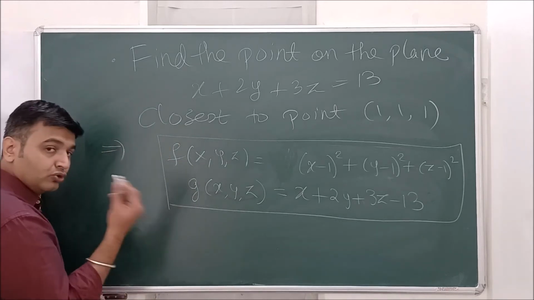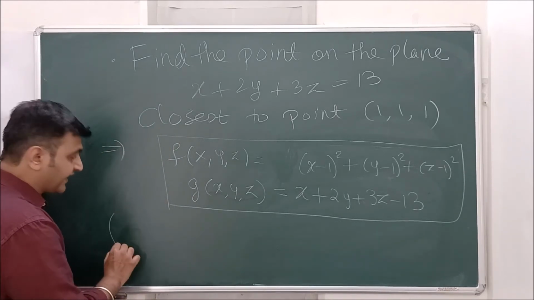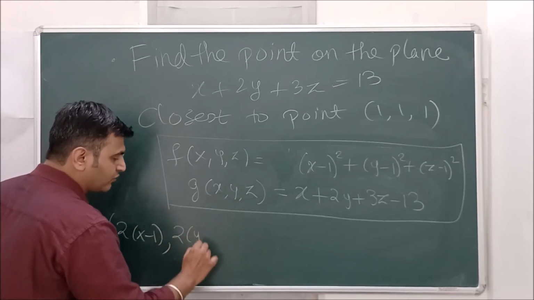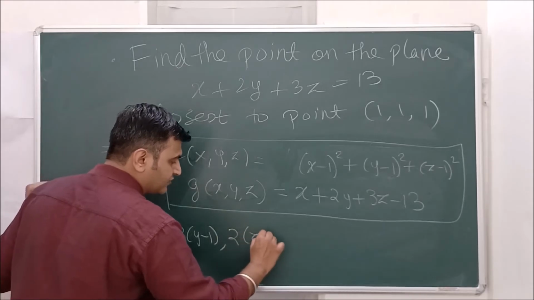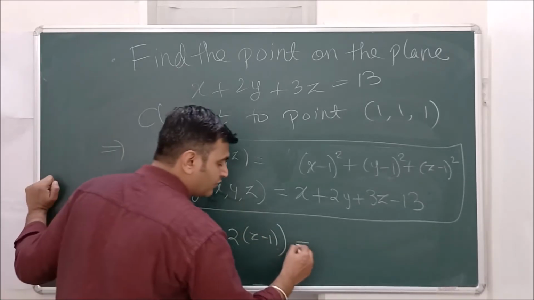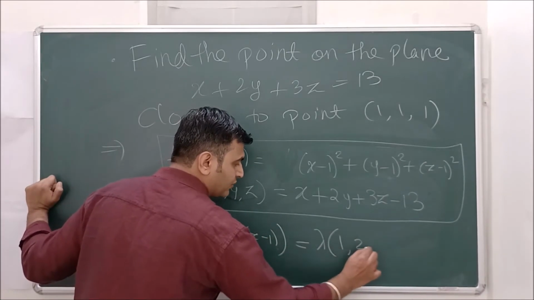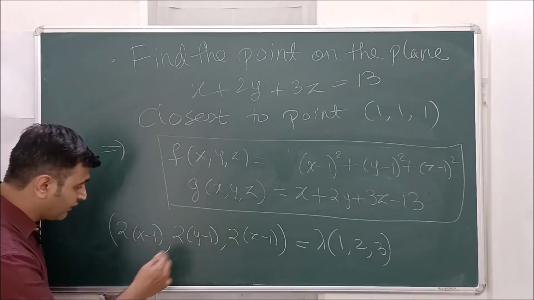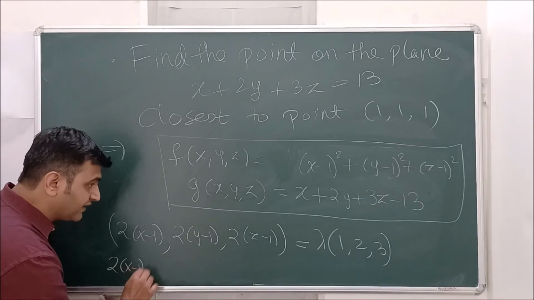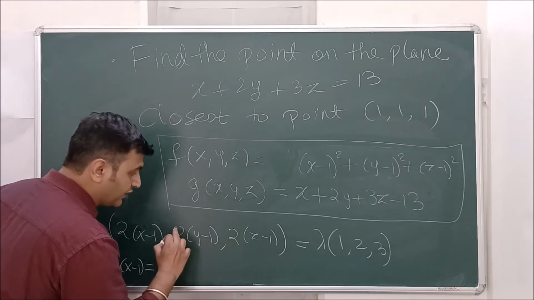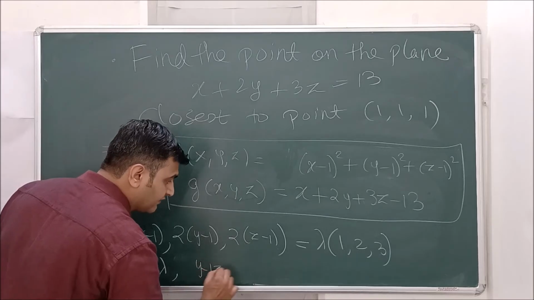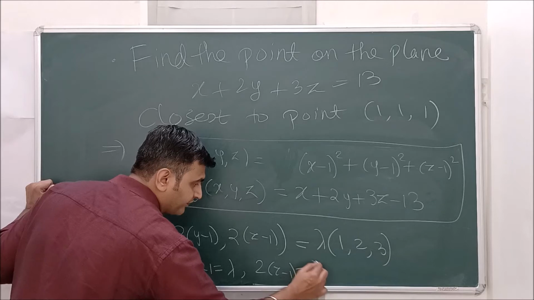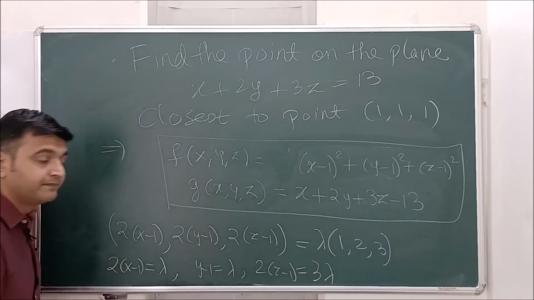So you solve that equation. What is the first equation? Grad f, f with respect to x, comma f with respect to y, comma f with respect to z, is equal to lambda into g with respect to x, g with respect to y and g with respect to z. Now you equate, you get 2 times (x minus 1) equal to lambda, then 2 times (y minus 1) equal to 2 lambda, the 2 will get cancelled, y minus 1 equal to lambda, and 2 times (z minus 1) equal to 3 lambda.